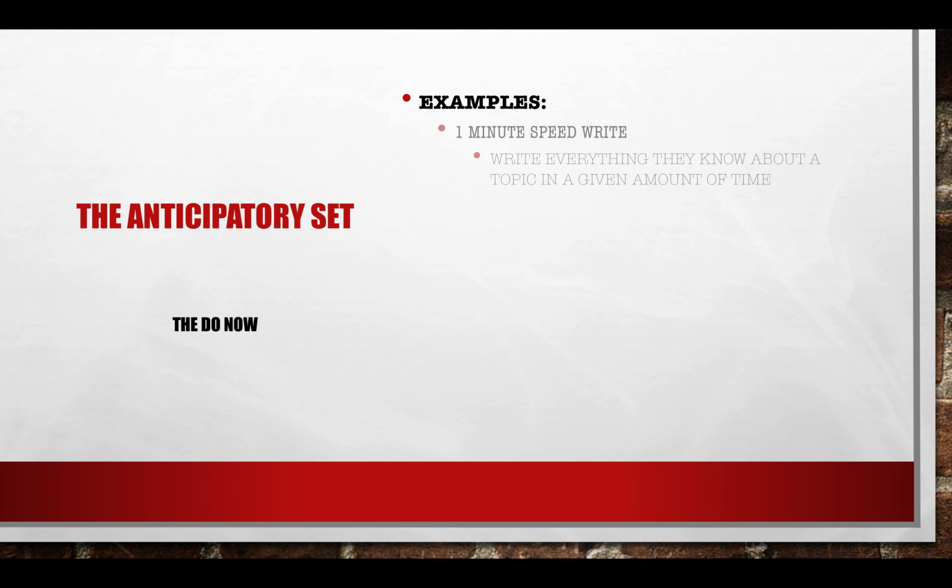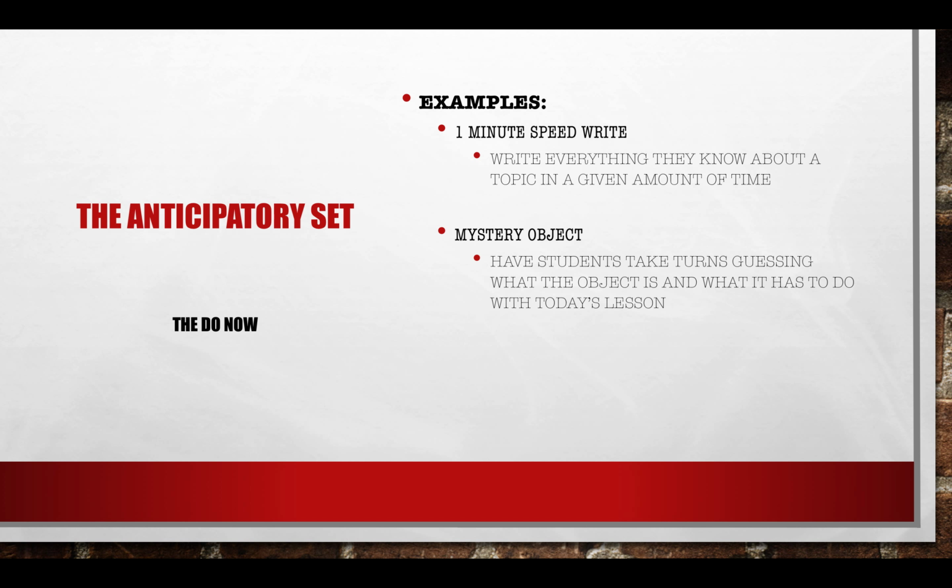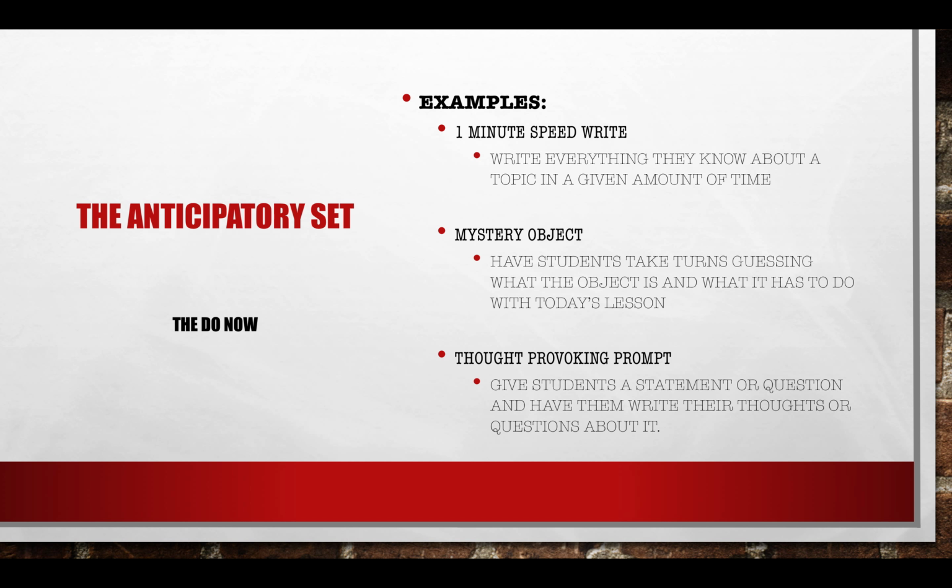Some examples of do nows include a 1-minute speed write. Have them write everything that they know about a topic in a given amount of time. The mystery object do now. Have students take turns guessing what the object is and what it has to do with today's lesson. And then you can do a thought-provoking prompt too. Give students a statement or question and have them write their thoughts or questions about it.